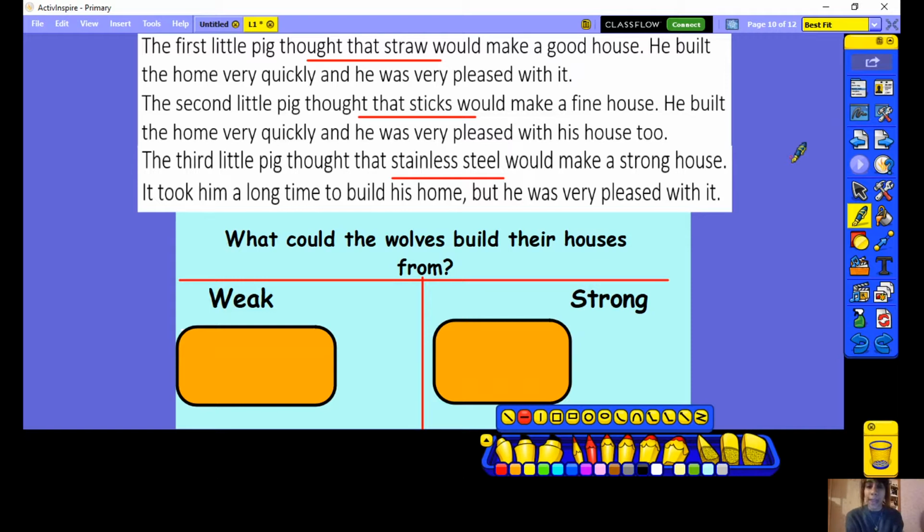So what could our wolves build their houses from? Pause the video here, have a think, and then press play when you're ready to reveal my ideas.